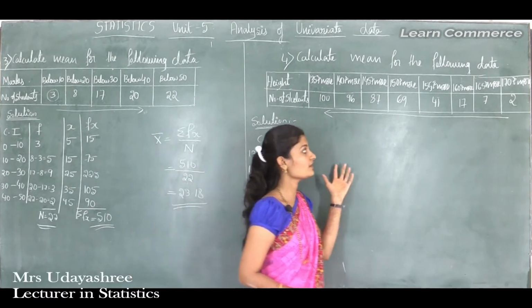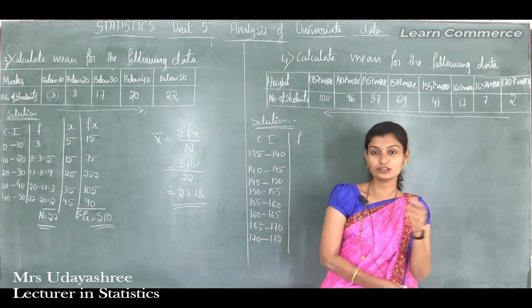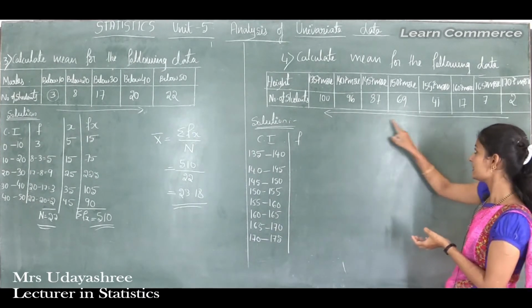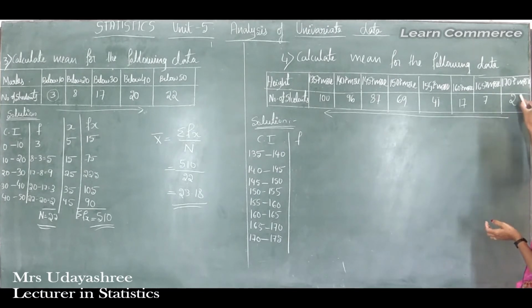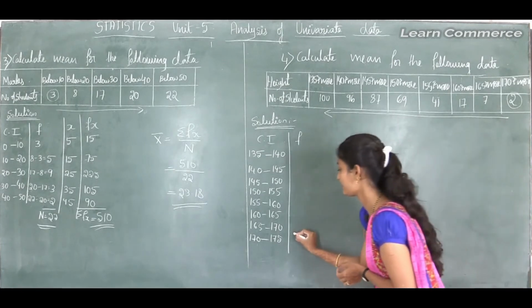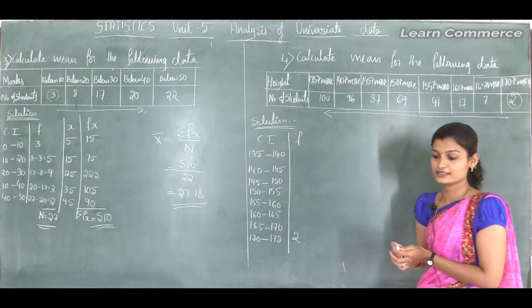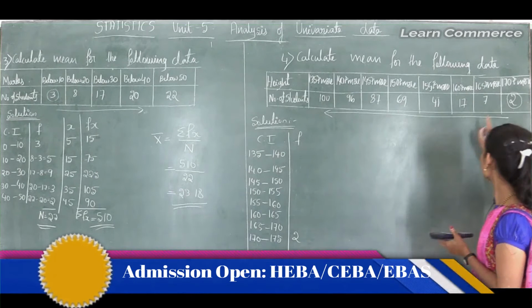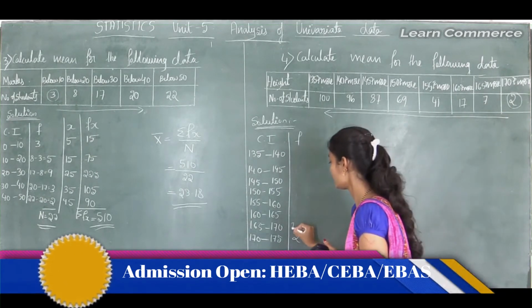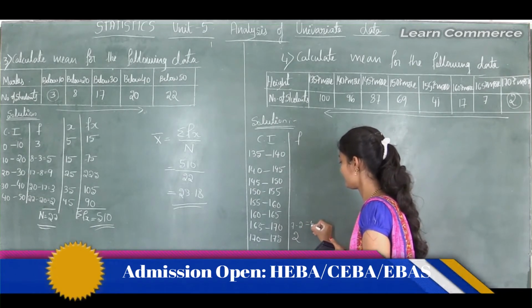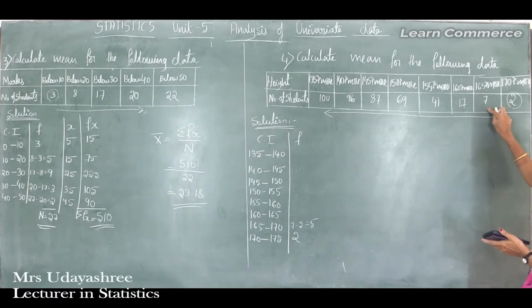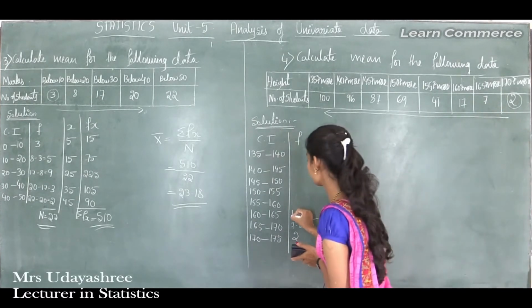So how to convert? See, here the more than cumulative frequency is given in decreasing order. Therefore, first we need to consider the smallest value. I will write the smallest value as it is here. After that, from this value I will subtract this 2, so 7 minus 2 is 5. Next, from this value I will subtract this 7, so 17 minus 7 is 10.